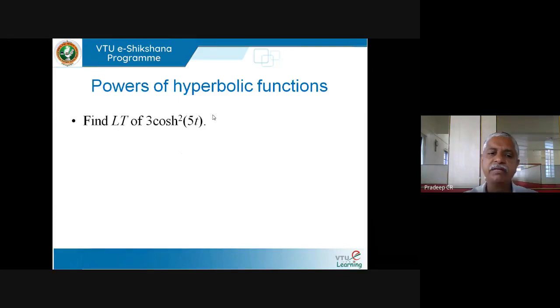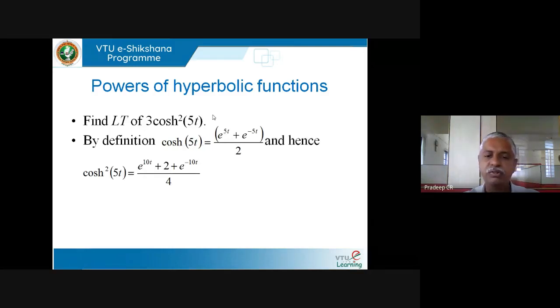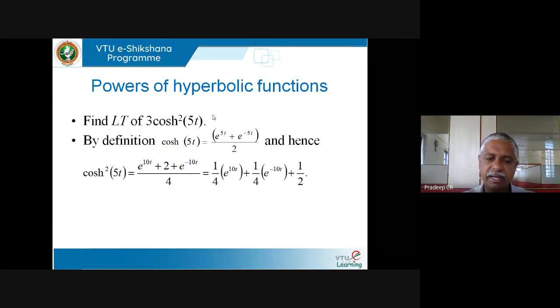Find the Laplace transform of 3 cosh square 5t. How would I do it? Write down the definition of cosh 5t, which is e power 5t plus e power minus 5t by 2. Its square will turn out to be e power 10t plus 2 plus e power minus 10t by 4, using a plus b whole square equals a square plus 2ab plus b square, with the denominator squared written as it is. I can rewrite this as 3 terms: e power 10t by 4 plus e power minus 10t by 4 plus half.